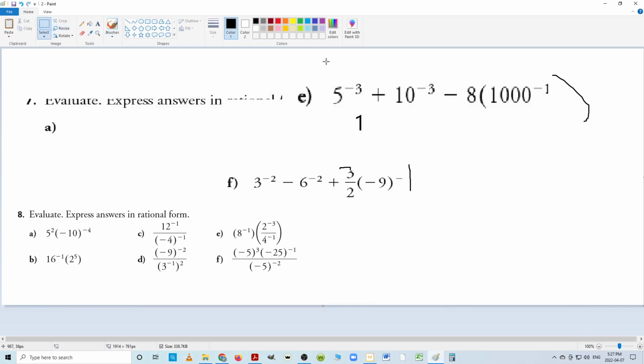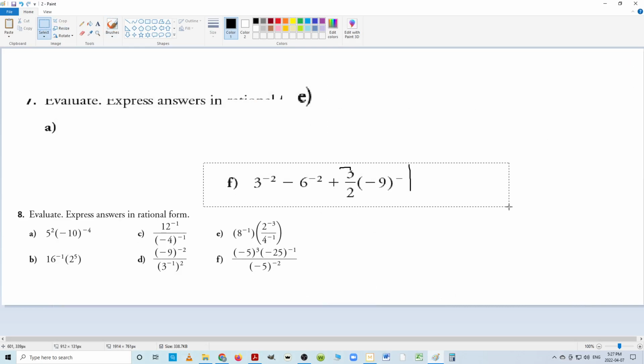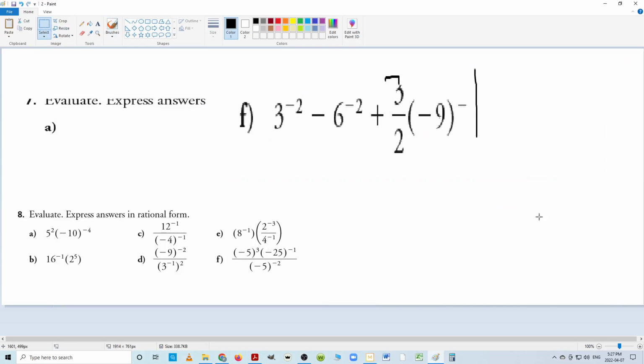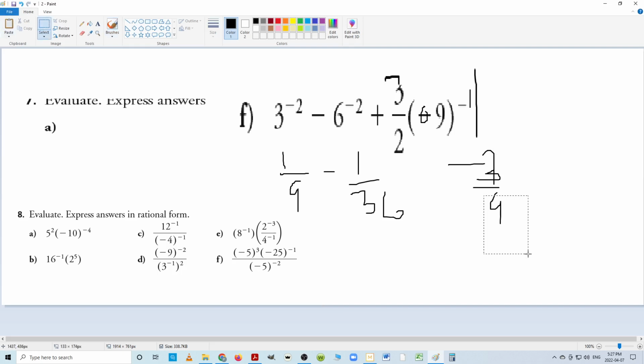Okay, let's do the 3 to the -2 first. That's simply 1/9 minus 1/36. This is to the -1, so it simply becomes -1/9, because that negative still sticks with it. It's multiplied by 3 at the top and 2 at the bottom, so 18.